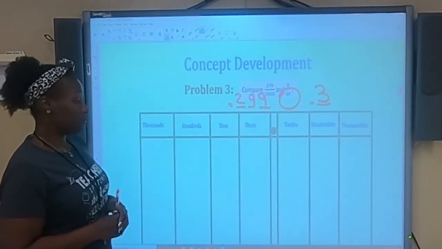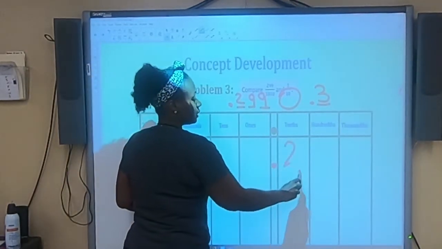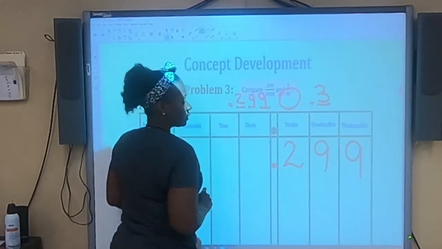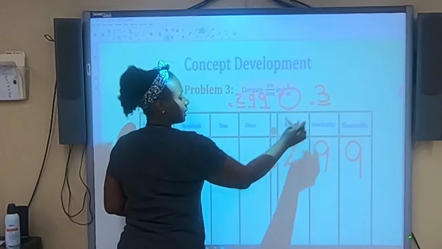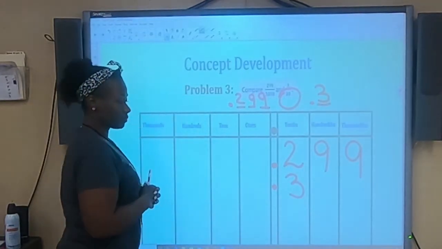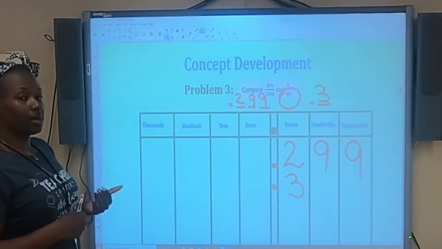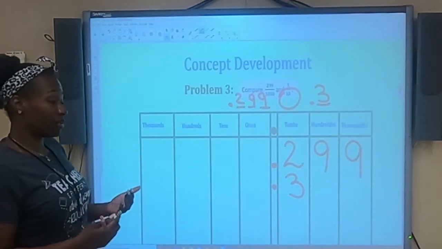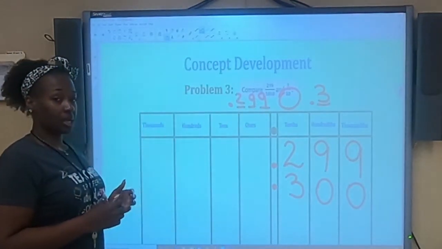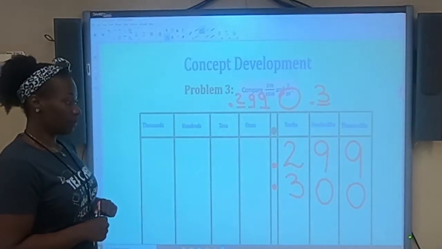I'm going to line them up. So I need 2 in the tenths, 9 in the hundredths, 9 in the thousandths. For my second number, I need 3 in the tenths. Okay. They do not have to be even, but if you're somebody who works better with them being even, just add placeholders. Now the numbers look even. 3 digits, 3 digits. Okay?